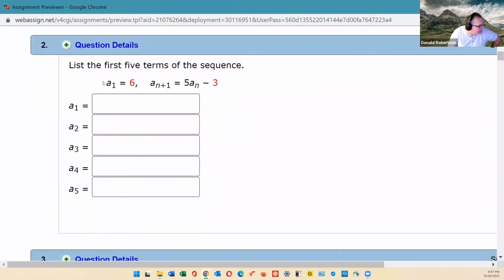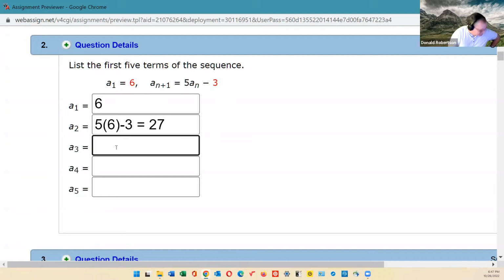Not a problem. Okay, now, in question 2, do you see that they're telling you A1 and they're saying that this is a recursive relationship. The next number in the sequence is 5 times the previous one, take away 3. So let's show you how that works. The first one's a freebie. I already know that's 6 because you told me it was. This number is 5 times the previous number, take away 3. So that's 27.